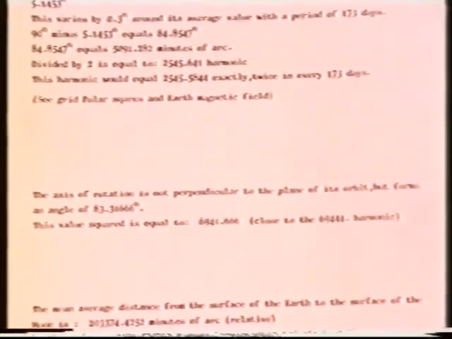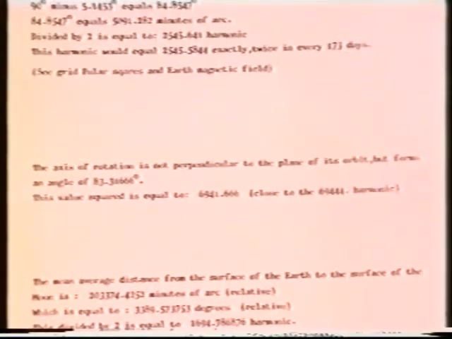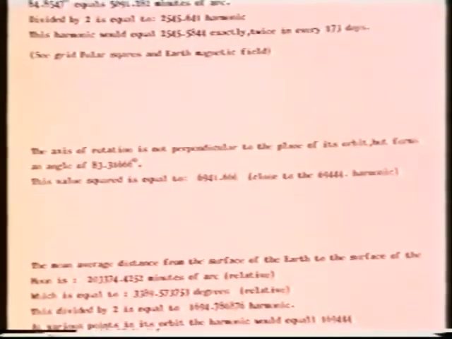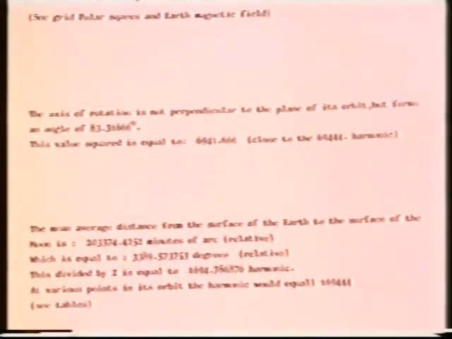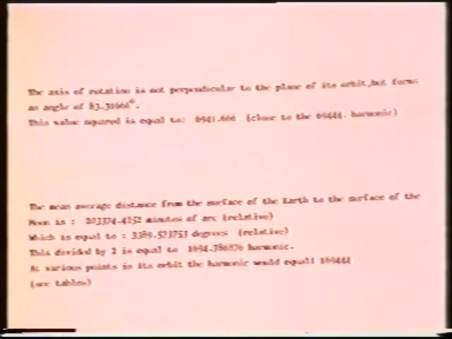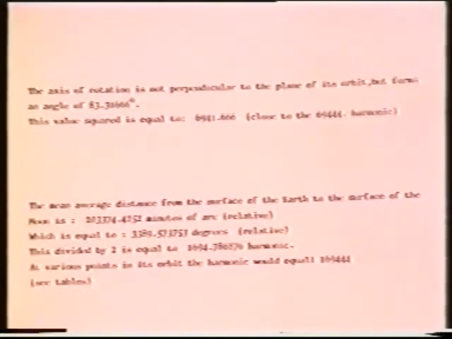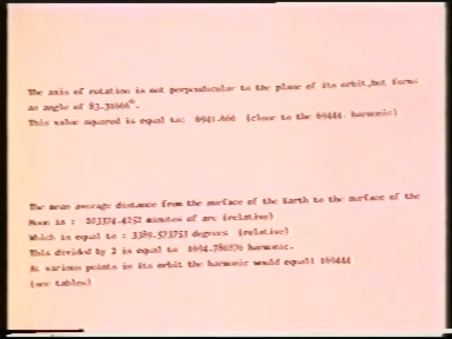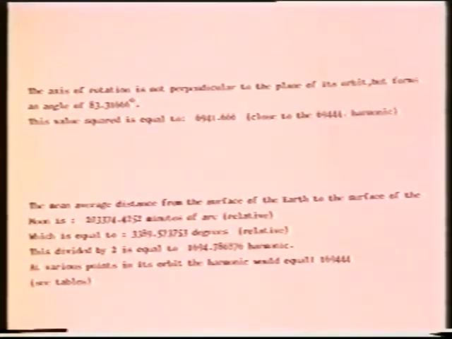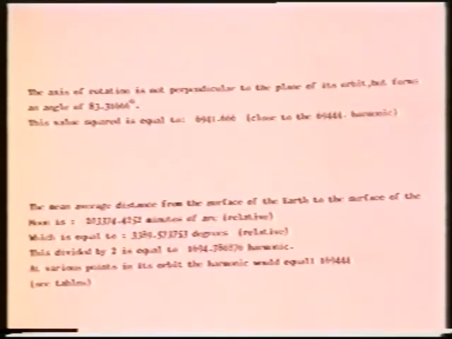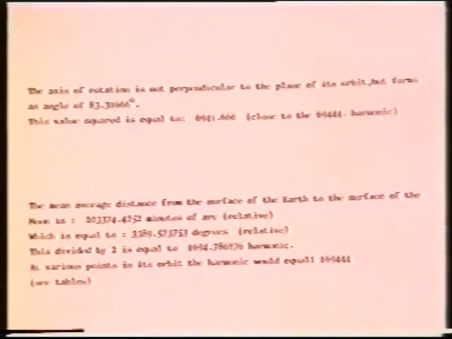So all the little bits on the Moon and all the parameters seem to be very, very close to all those harmonic figures. Now if we go to the axis of rotation, it's in the middle of the page there, you square that and you get 6941, which is close to the 6944 thing. It seems to be popping up all the time. Now the mean average distance from the surface of the Earth to the surface of the Moon, it's given in minutes of arc there, this transposed. And we come back from there to 1694.786.